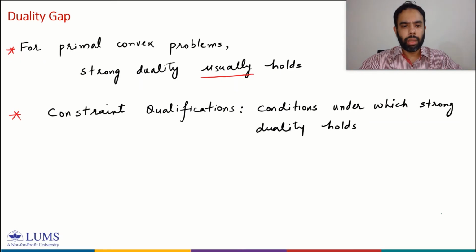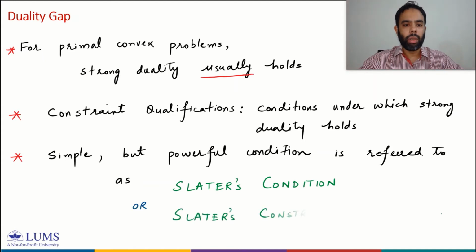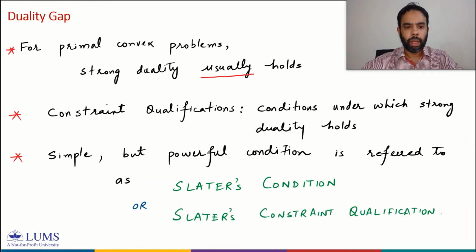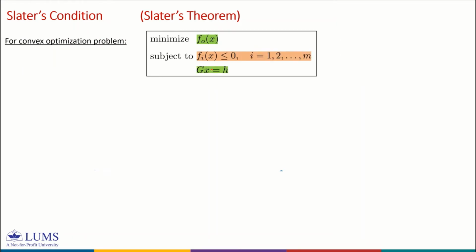And there are several conditions available in the literature on the primal convex problems for which strong duality holds. Among those conditions, one very simple but powerful condition is Slater's condition, or we call it Slater's constraint qualification. Let's look at this Slater's condition. Slater's condition is also referred to as Slater's theorem or Slater's constraint qualification. So for a convex optimization problem, there is a typo here. This should be, in fact, AX is equal to B.